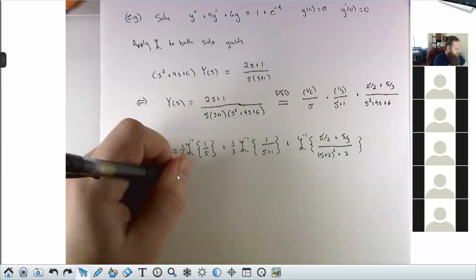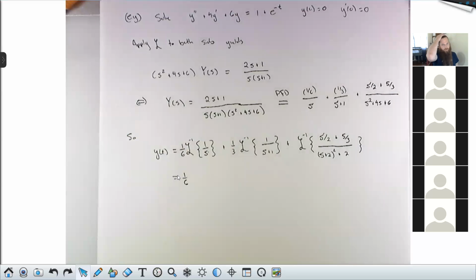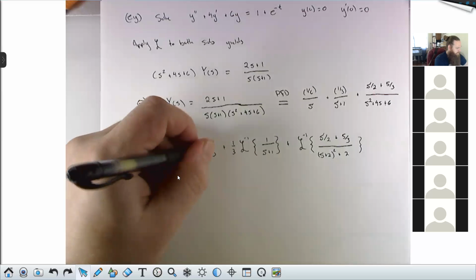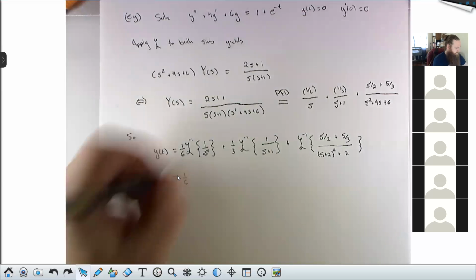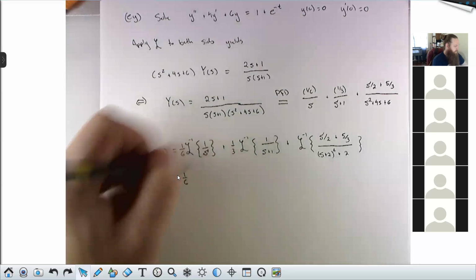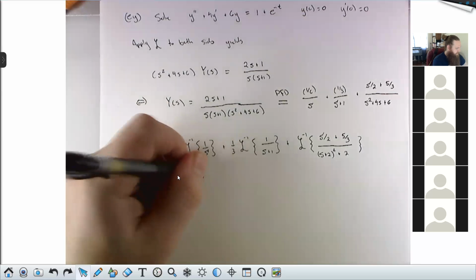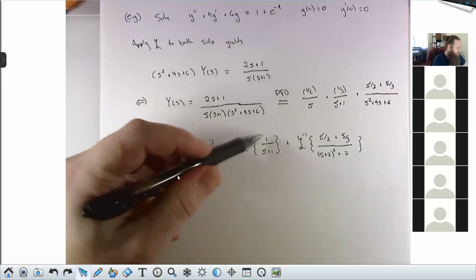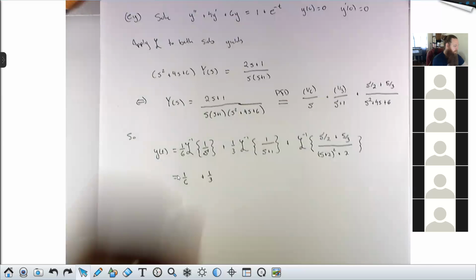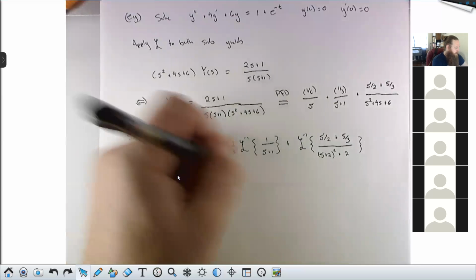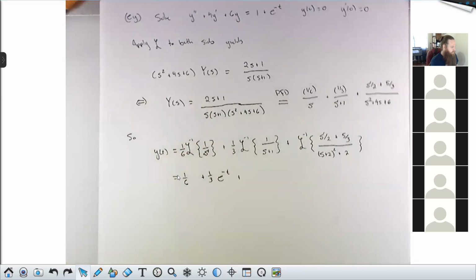So this is 1/6. What's the inverse Laplace transform of 1 over s? One. Yeah, 1. 1/6. I'll just leave the 1/6 as 1/6 plus 1/3 times the inverse Laplace transform of 1 over s plus 1. Who is that? E to the negative t. Very good. E to the negative 1t, or just e to the negative t. And then the remaining piece here is the gnarly inverse Laplace transform we calculated a minute ago.